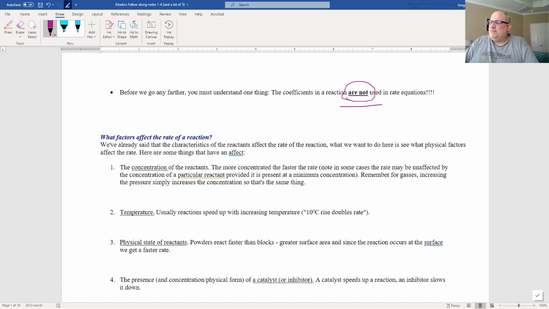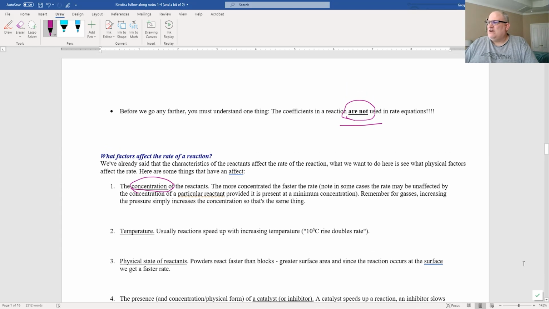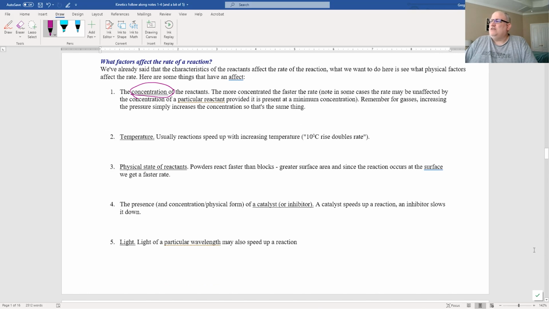I kept them in here, but some of the stuff makes pretty good sense, right? So if the concentration of something increases, the more concentrated our reactants are, the faster the reaction goes. That makes sense. If we increase our concentration, our reaction is going to go far faster. If we increase our temperature, don't the individual reactants speed up, and then they have more collisions? They move faster, and therefore they'd react more.